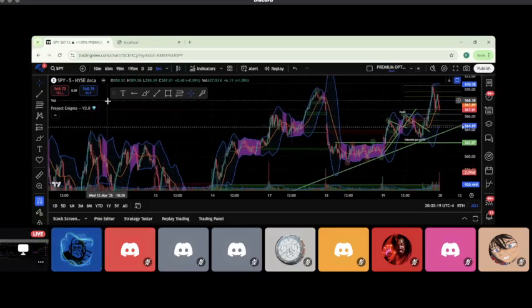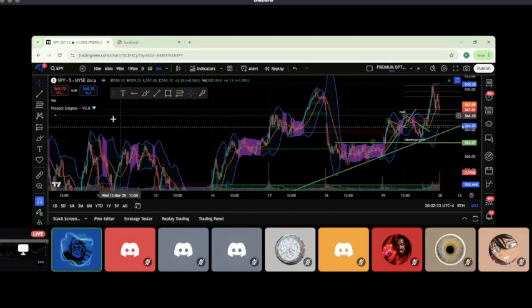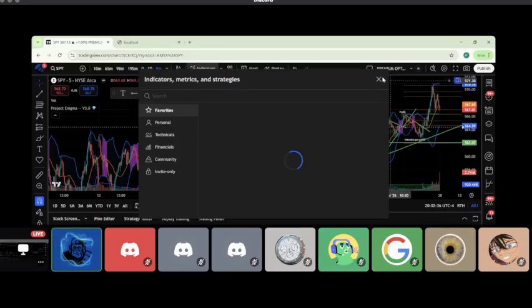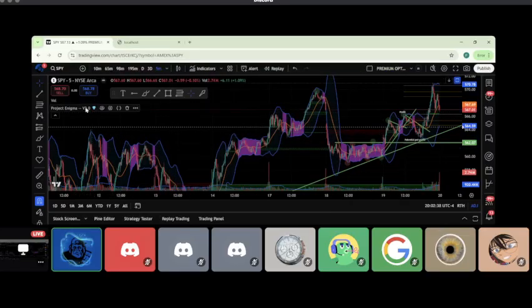You can find the new update as V3.0. So look for that. It should be right here. Sometimes you have to remove the app and then go back into the indicators and load it, or refresh your browser if it hasn't updated already. TradingView can be a little glitchy.